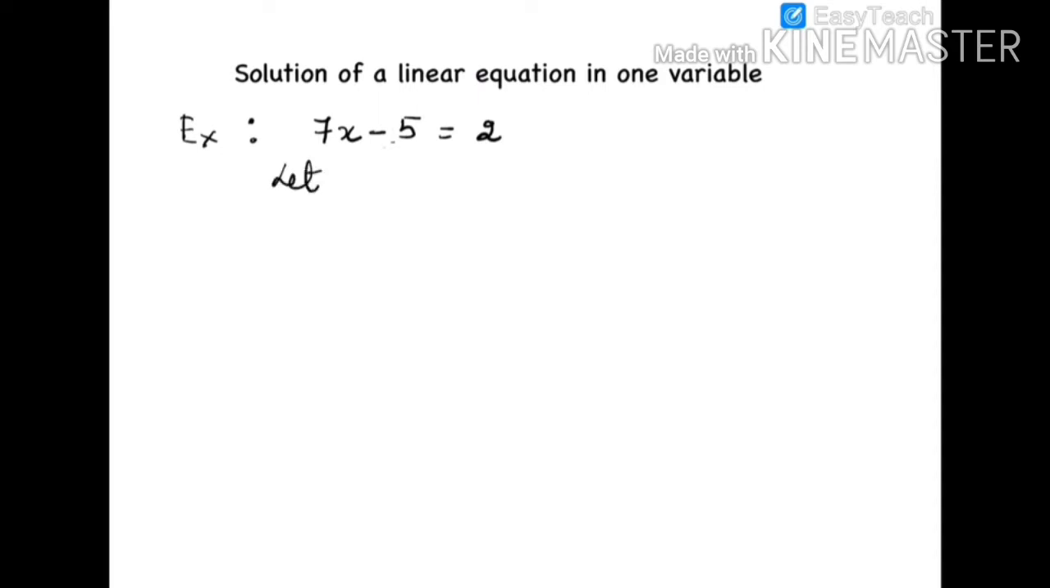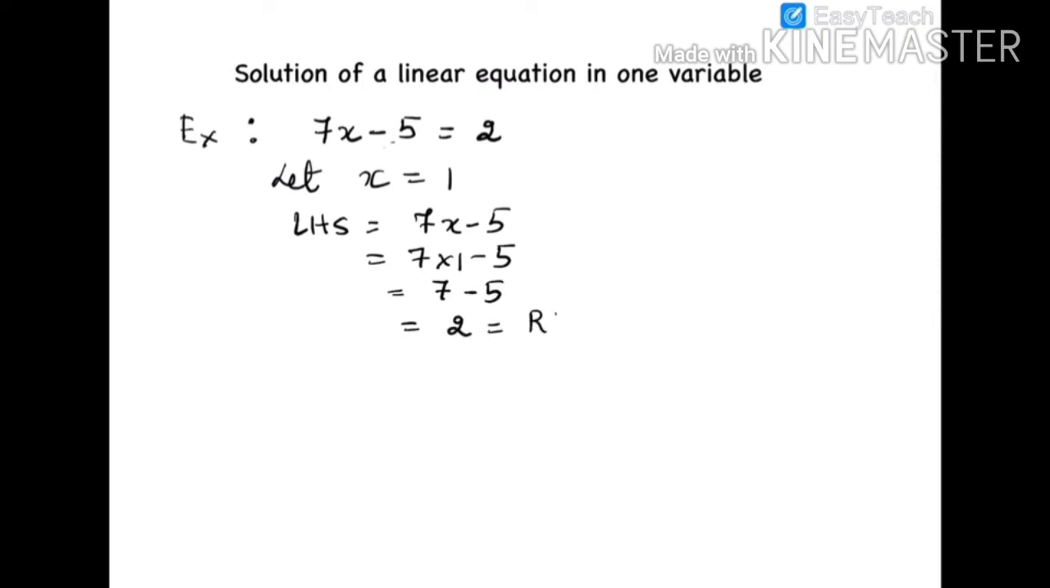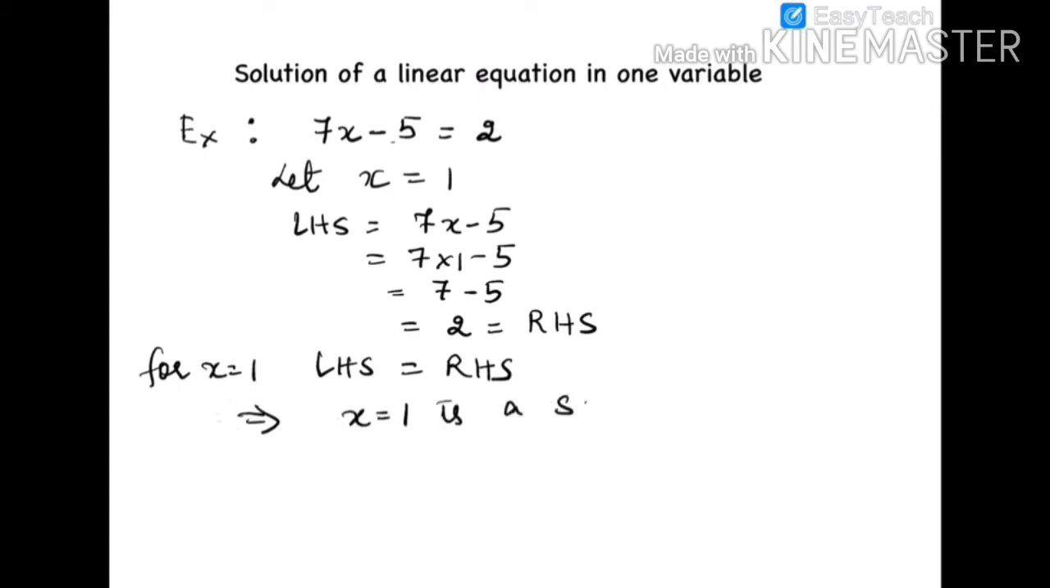So if I take the value of x as 1, over here the left hand side of the equation will be 7x minus 5. On substituting, 7 into 1 minus 5, which is equal to 7 minus 5, and that is equal to 2, which is equal to the right hand side. So since the left hand side of the equation is equal to right hand side for x equal to 1, we can say that x equal to 1 is a solution.